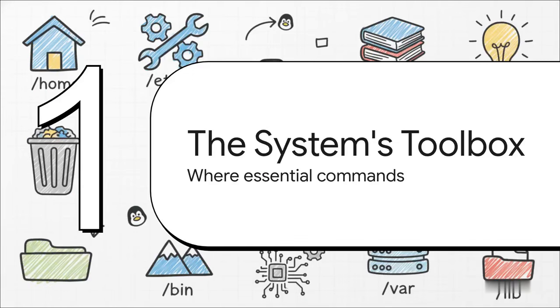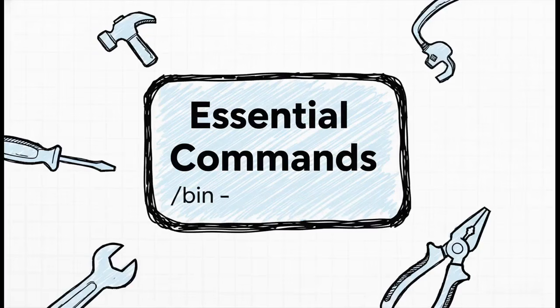So, branching right off from that root foundation, we find the system's toolbox. These are the folders that hold the essential commands that let us actually interact with and control the whole system. First up is /bin, which is short for binaries, and binaries are essentially just the executable programs. You should think of this as the basic toolbox that every single user on the system gets to access. It's got all the fundamental commands you need for just interacting with the OS.